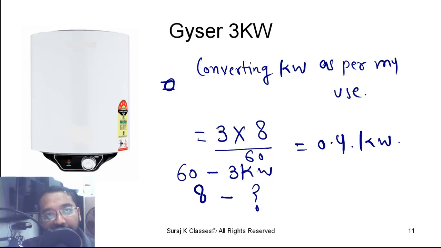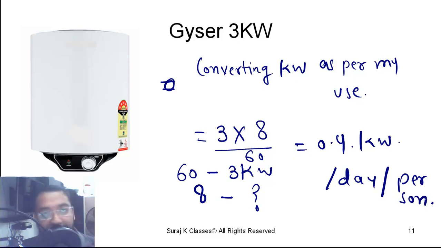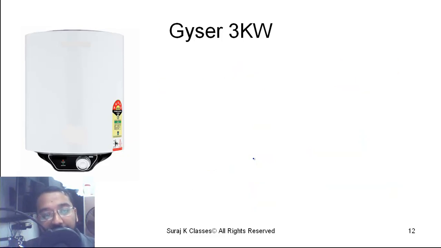This is a very simple and common calculation that you can do. So this is the power consumption of the geyser, 0.4 kilowatt per day per person. This is my calculation for the geyser for using it for 1 day, 8 minutes, per person, 10 liters of water. Now how much electricity bill will I have to pay for using this geyser for 8 minutes per day?